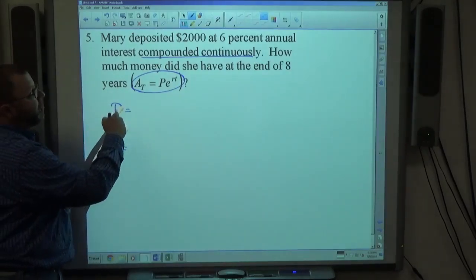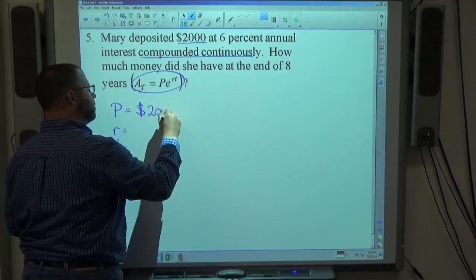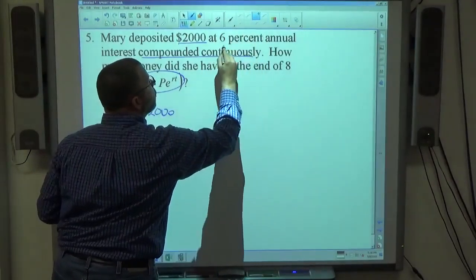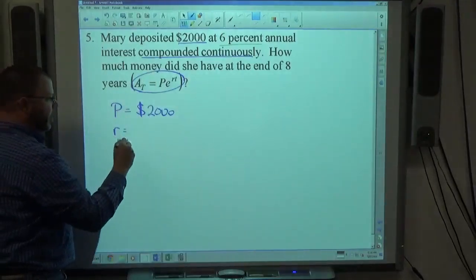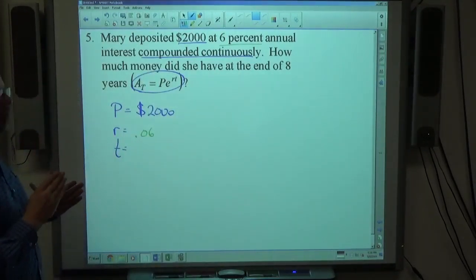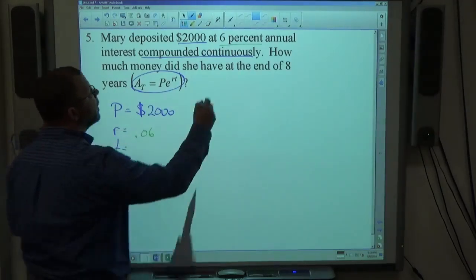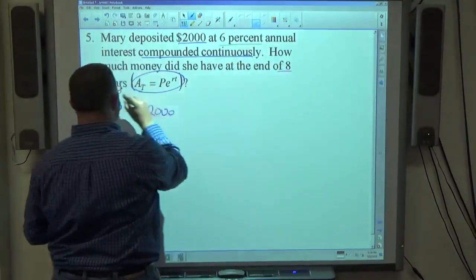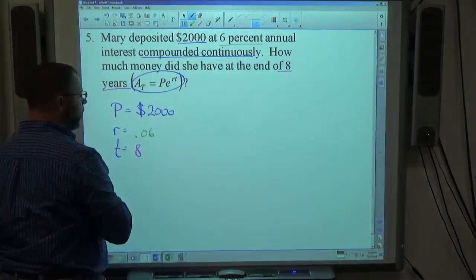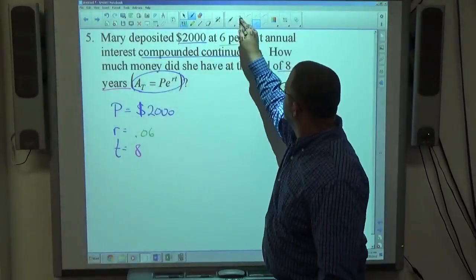So P is how much money is invested, which is $2,000. R is the interest rate as a decimal. So 6% is 0.06. And again, be careful with single-digit percents. 6% is 0.06, not 0.6. Be careful, the 0 shows up. And T is the number of years. So 8 years.